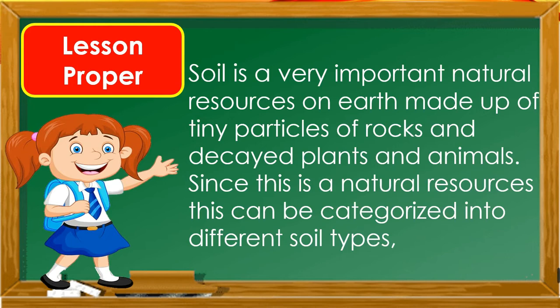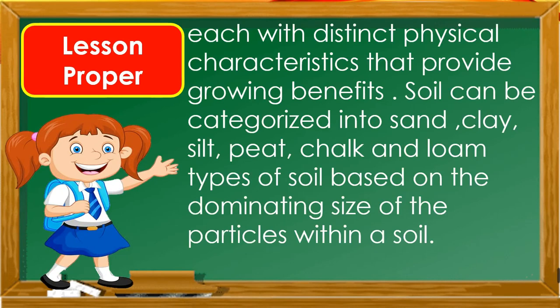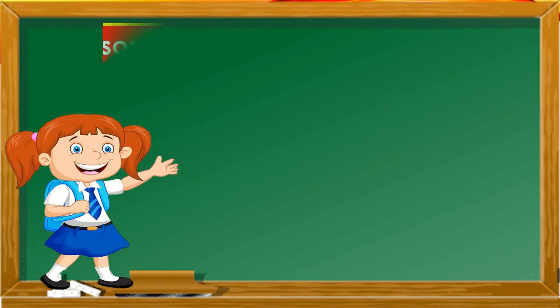Soil is a very important natural resource on earth, made up of tiny particles of rocks and decayed plants and animals. Since this is a natural resource, it can be categorized into different soil types, each with distinct physical characteristics that provide growing benefits. Soil can be categorized into sand, clay, silt, peat, chalk, and loam types based on the dominating size of the particles within a soil.